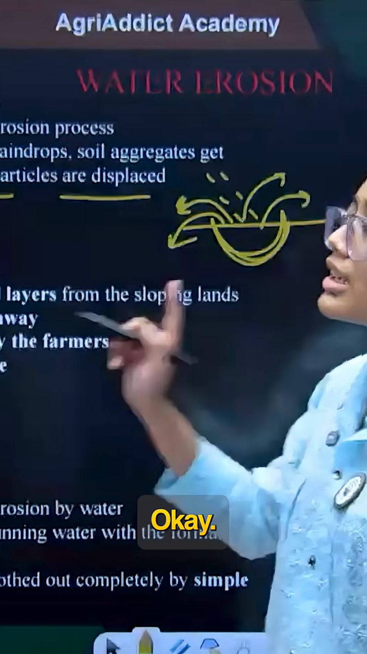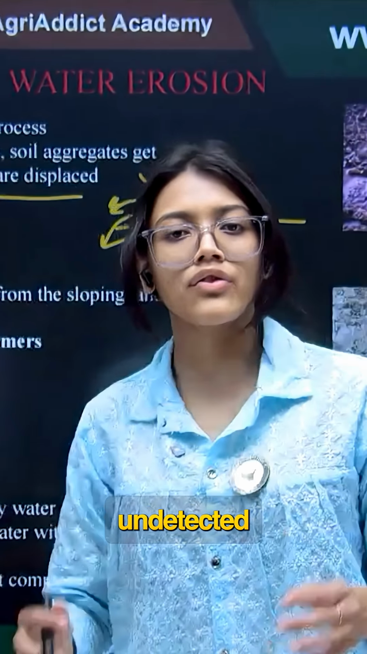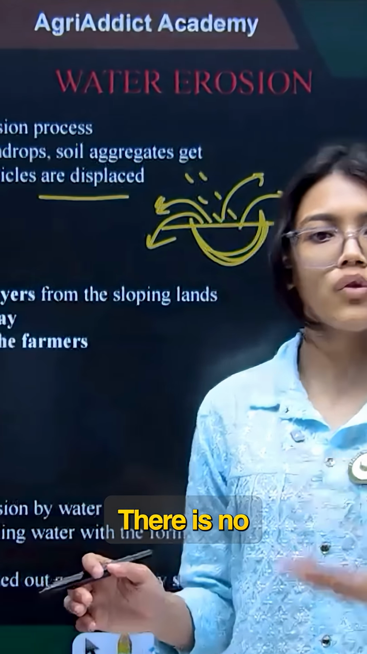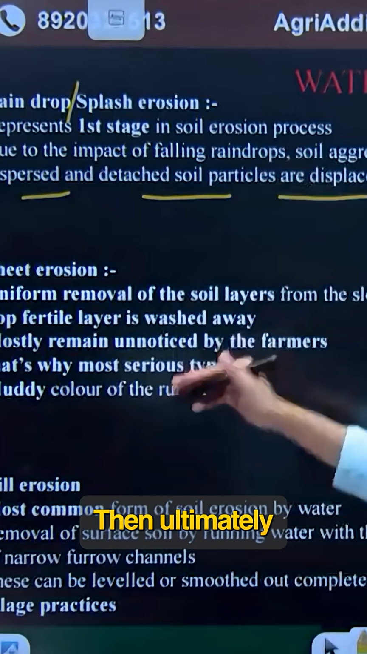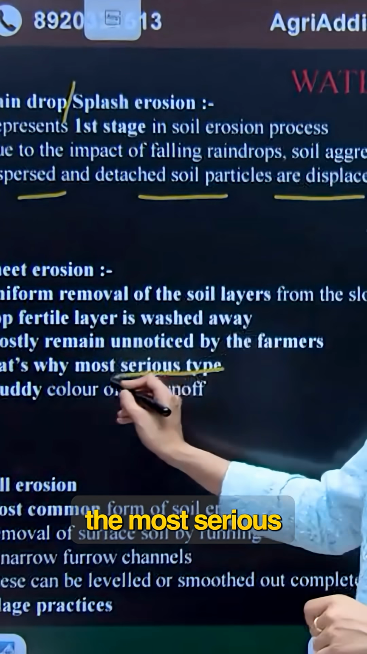Second is our sheet erosion. If splash erosion continues undetected for a very long period of time, splash erosion is happening in a soil, there is no vegetative cover, then ultimately it will lead to the formation of sheet erosion. So this is the most serious type of erosion.